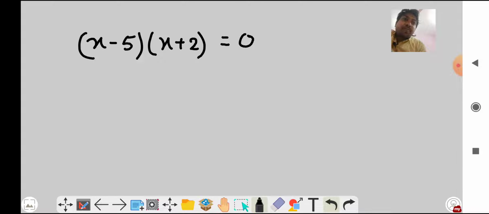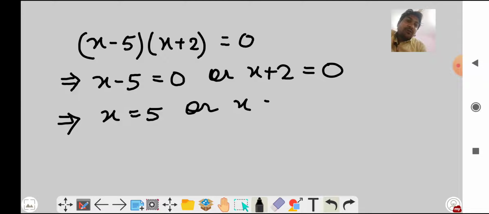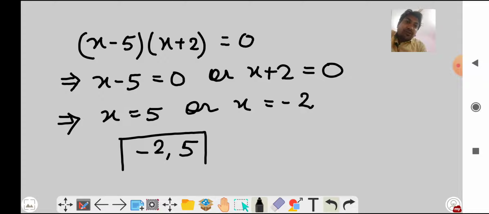See, it means either x minus 5 equals to 0 or x plus 2 equals to 0. This means x equal to 5 or x equal to minus 2. So what is the value of x? What are the roots we are getting? The roots will be minus 2 or 5. So what is the answer of the first part? It will be minus 2 or 5. Is it clear to all, guys? Okay. So the first part we have covered.